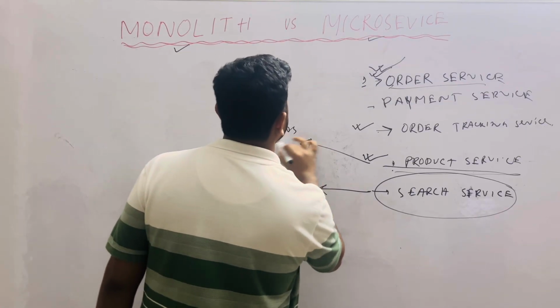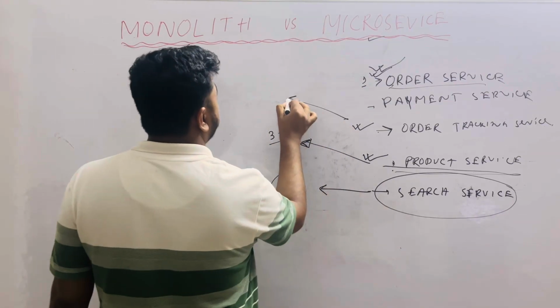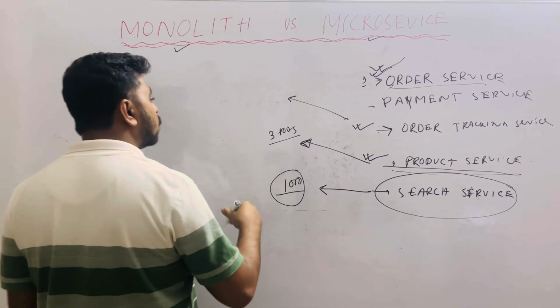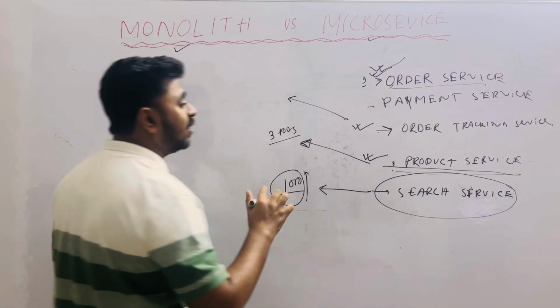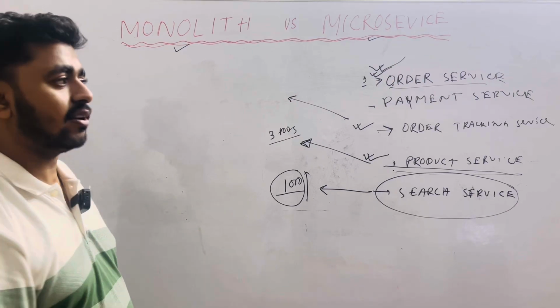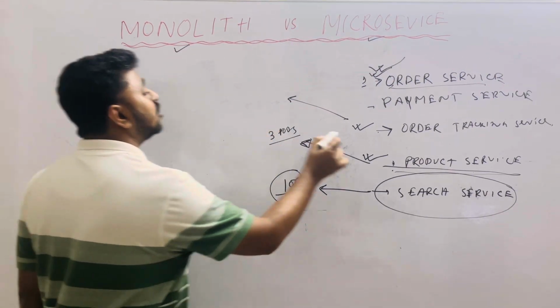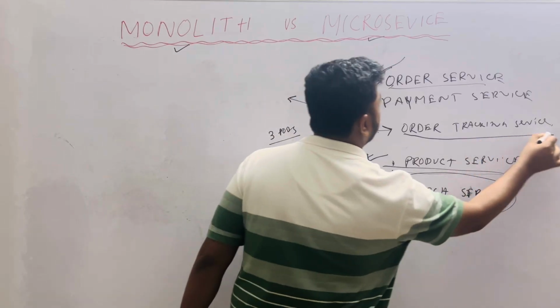So the product service may not need to scale this much, maybe three pods or something like that. The order tracking service also, on that same day, may not need to scale this much, because you will track an order only when it gets placed. When the Big Billion Days is over, then only you will start tracking it. So you may not need to scale this so much.